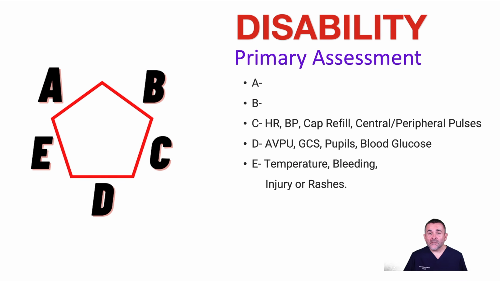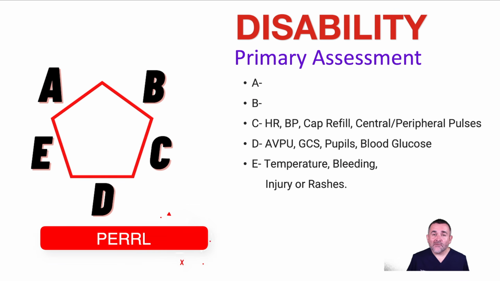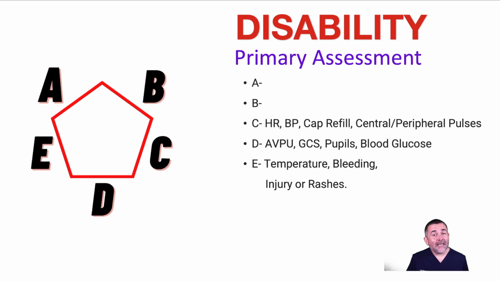For a pupil check, we use the acronym PERRL, which stands for Pupils Equal Round Reactive to Light. Unequal pupils may suggest a serious problem, such as increased intracranial pressure or an eye injury. Normally, the pupils rapidly constrict in response to light.